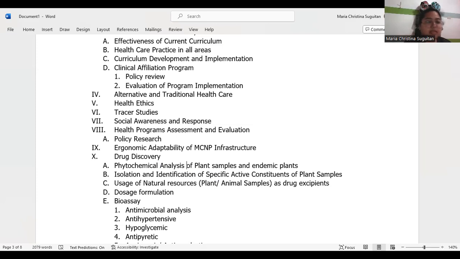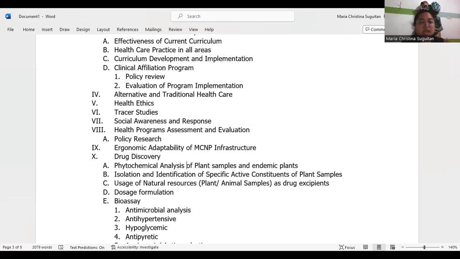Ganyan. And then usage of natural resources like plant or animal samples as drug excipients. Okay, sila yung ginagamit as part of experiment, di ba? Kaya nga, di ba sa mga, napansin niyo sa drug handbook nyo, meron pa rin brand X, ganyan. Di ba, category A, B, C, D, and X. Kung pwede ba sa mga buntis or hindi.